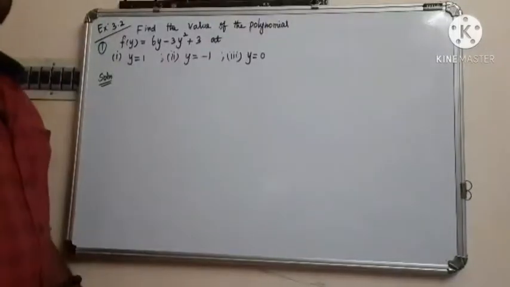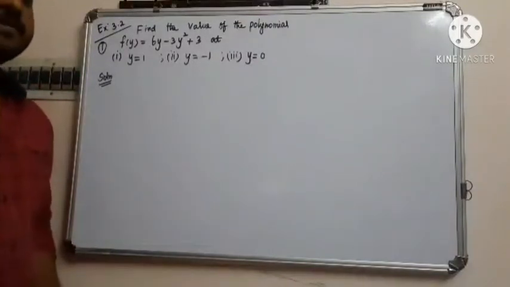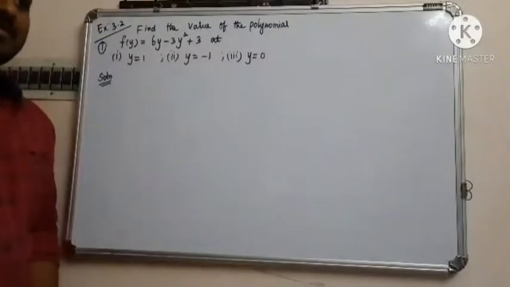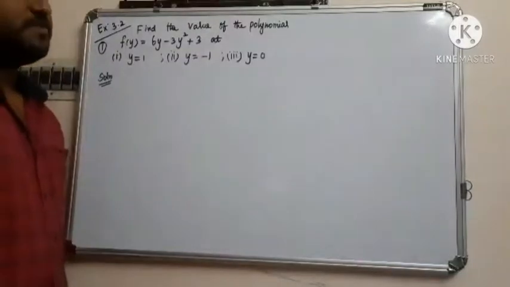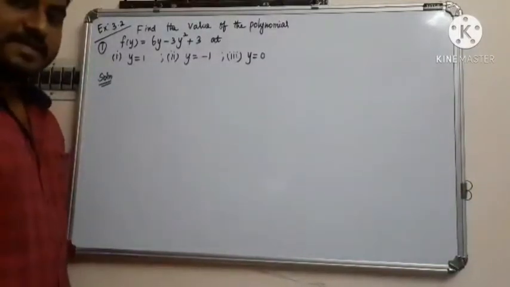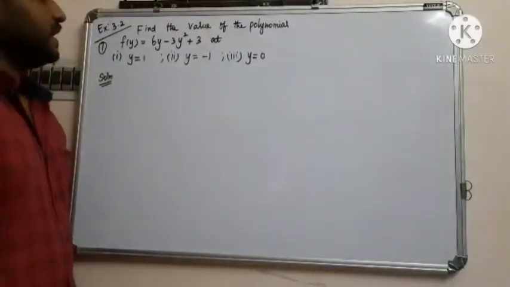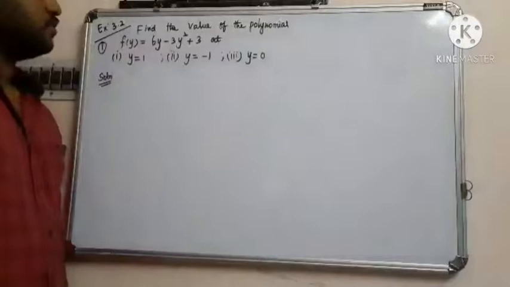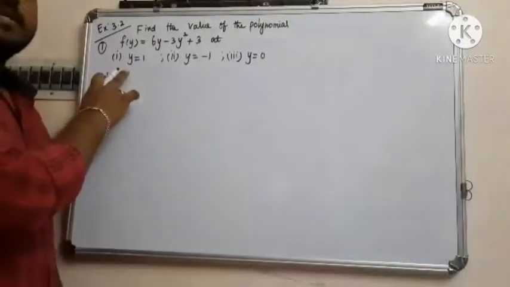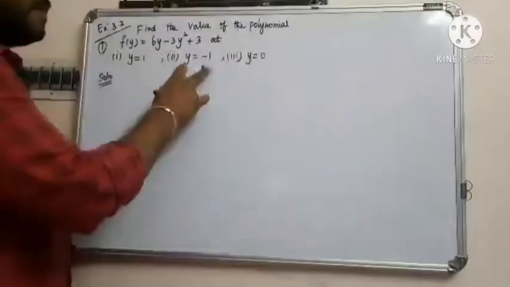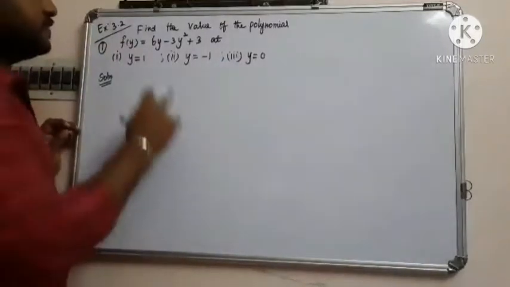So next we are going to move to finding the values of the polynomial, that means zeros of polynomial, and also we have to find the roots of polynomial. This is what we are going to see in exercise 3.2. So first question, find the values of the polynomial f of y is equal to 6y minus 3y square plus 3. First value y is equal to 1, second value y is equal to minus 1, third value y is equal to 0.